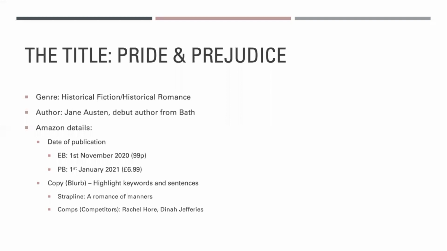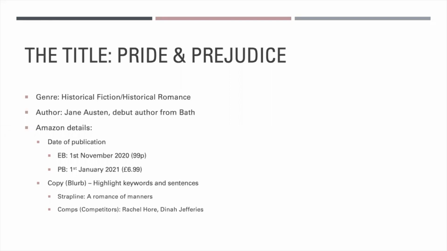The easiest thing to do is actually to go to Amazon. As a bookseller or publisher, I hate recommending people go to Amazon when there are so many amazing independent bookshops out there, but Amazon is where it's at. There is everything you need to know about a book on an Amazon page. I've split it into things like the title, obviously the author's name, the author bio, and the copy, which is a fancy word for the blurb.